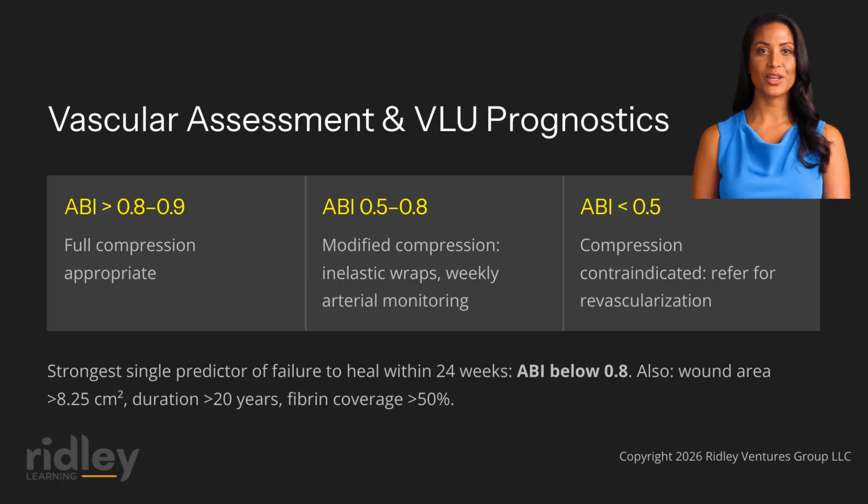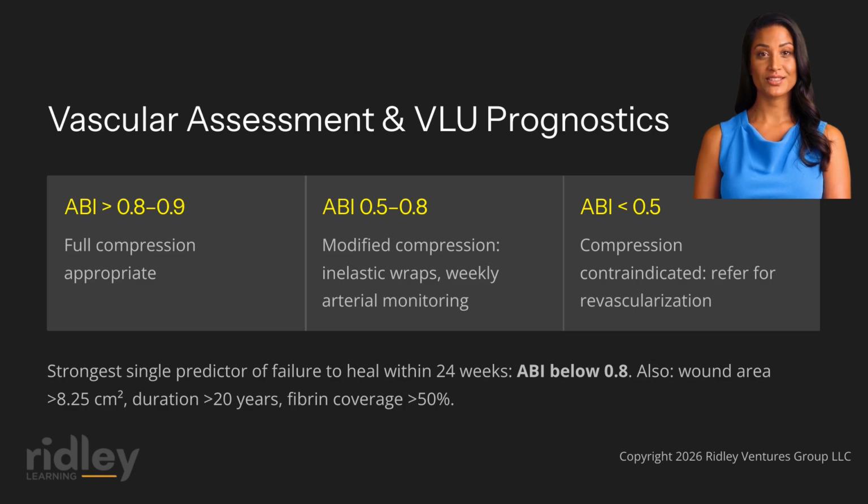Vascular assessment is a critical and non-negotiable part of lower extremity wound evaluation. The ankle brachial index, or ABI, remains the most practical and widely available bedside vascular assessment tool, providing essential information on arterial sufficiency that directly informs compression therapy decisions and healing prognosis.